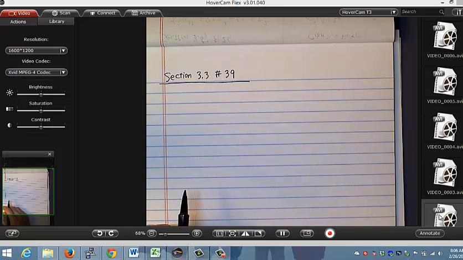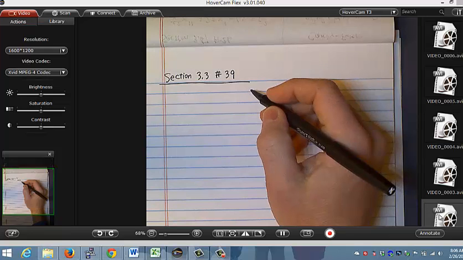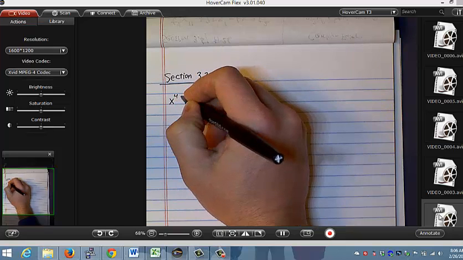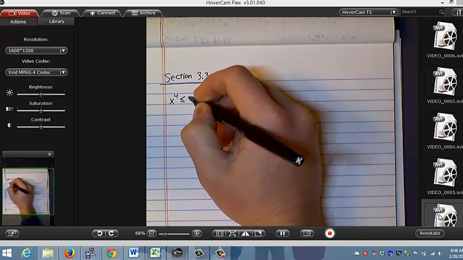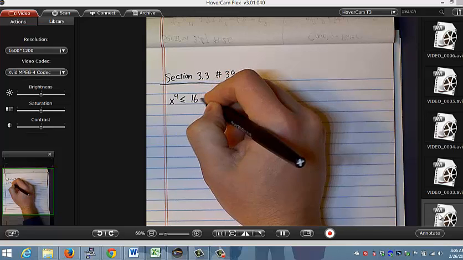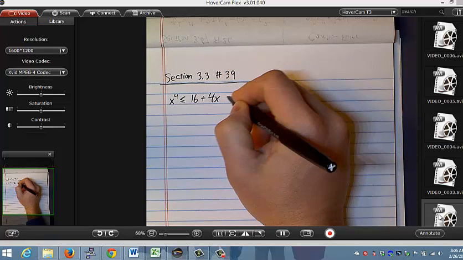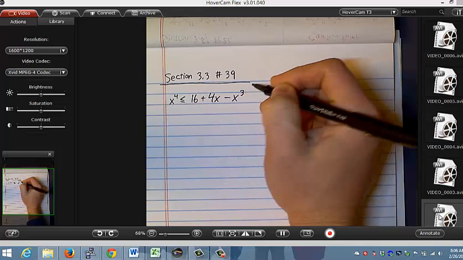So 39 says, solve the inequality and state your answer using interval notation, and they give me the following. They say x to the fourth is less than or equal to 16 plus 4x minus x cubed.